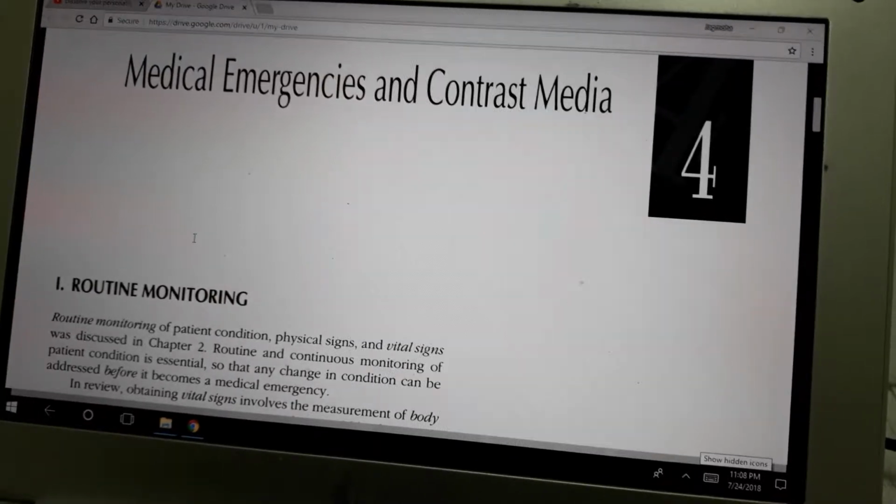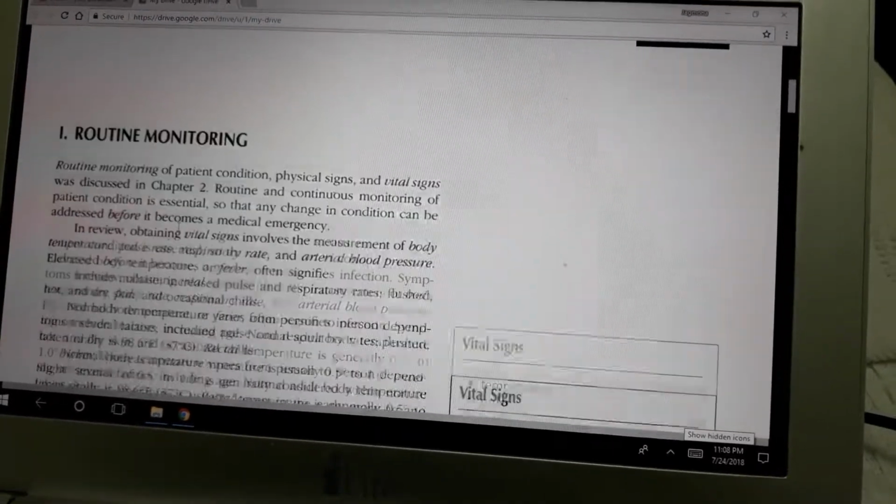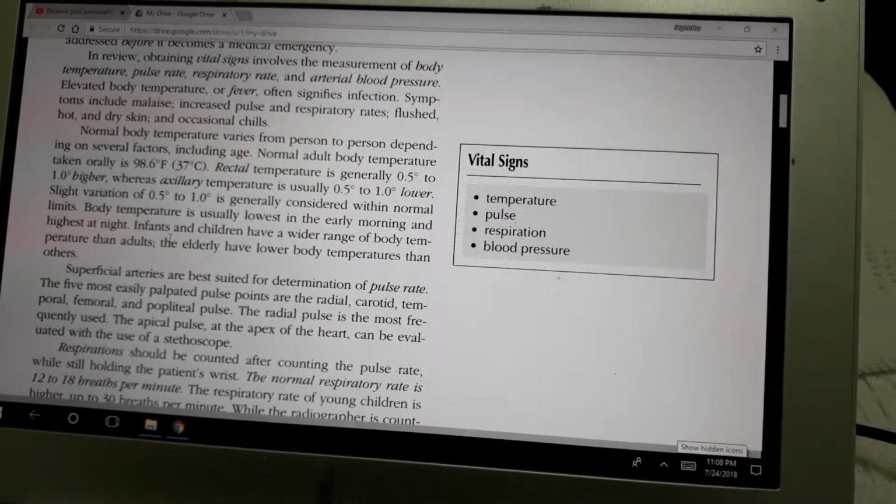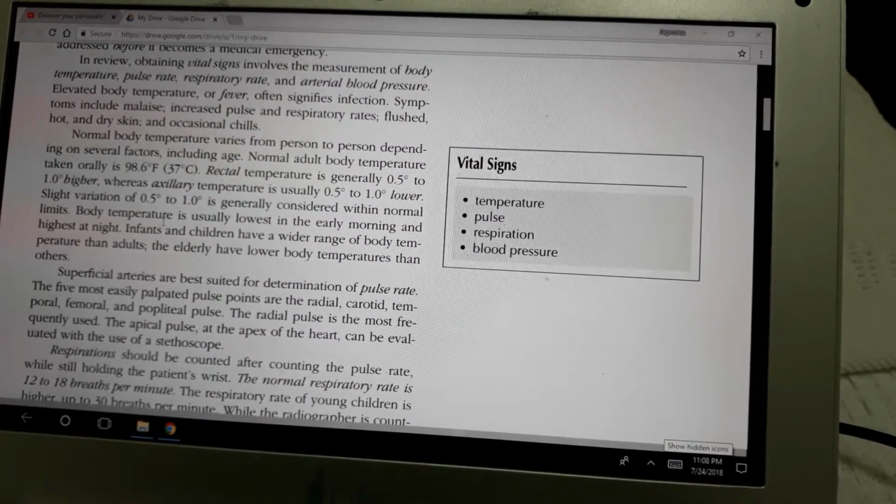We are going to start the fourth lesson: medical emergency and contrast media. Temperature, pulse, respirations, and blood pressure are the vital signs.